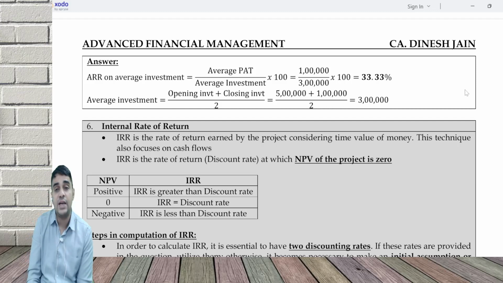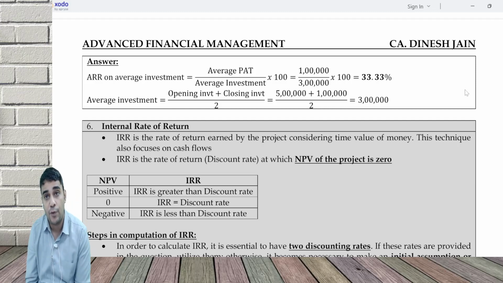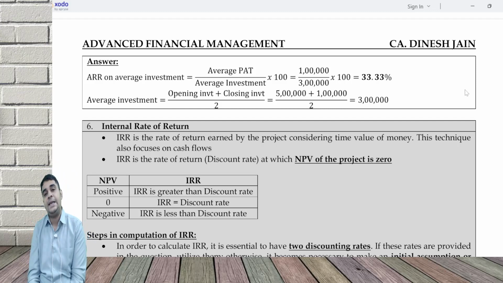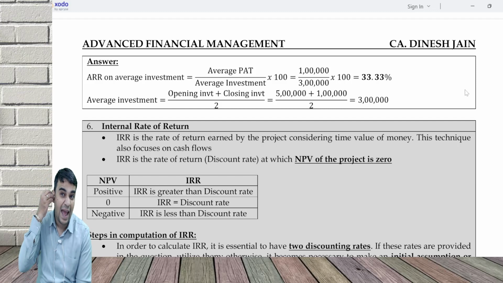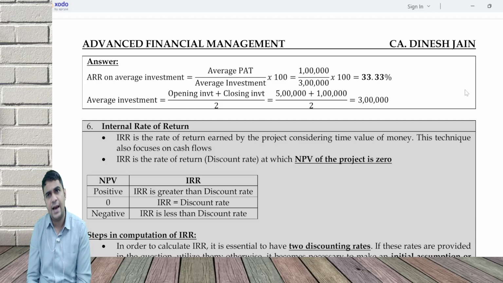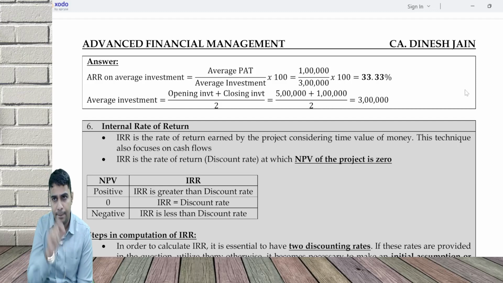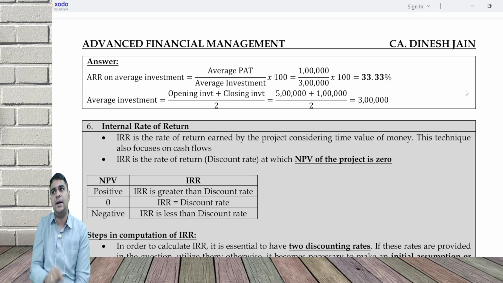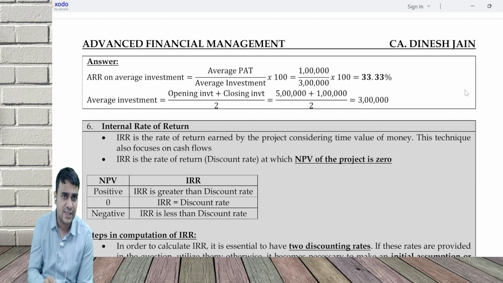In order to do this, I need one positive NPV and one negative NPV, for which I need a guess rate. Guess rate is technically equal to 2 by 3 of ARR on average investment. Moment you get one positive, one negative, L1 plus NPV at L1 divided by NPV at L1 minus NPV at L2 into L2 minus L1.